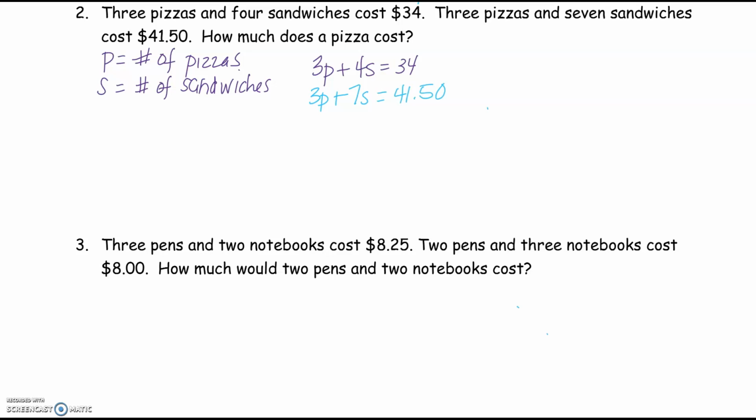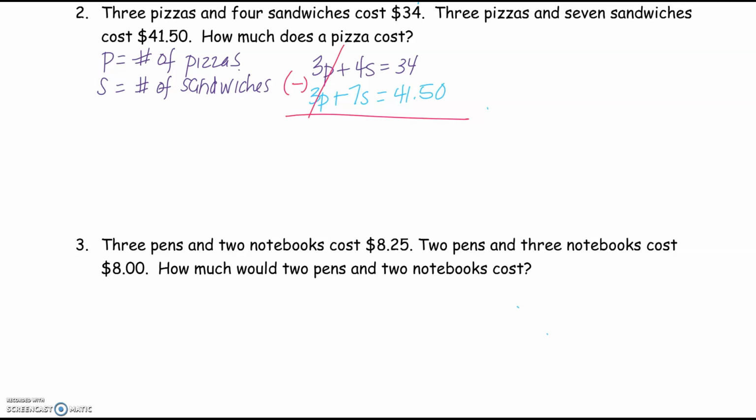Again, I would not try to use substitution to solve this, because if you solve for either P or S by itself, you're going to end up with fractions, and they're just not that fun to work with. So let's use elimination. I notice with my P's, I have the same coefficient, I just don't have opposite signs, and that's okay. I'm going to subtract these. I just have to remember that the subtraction goes to every term.